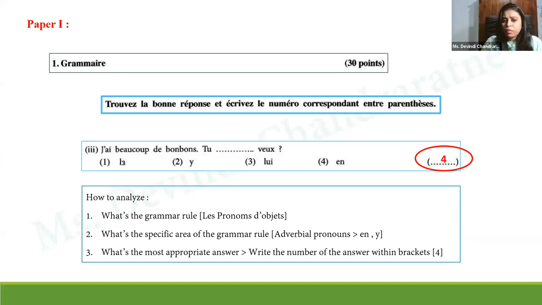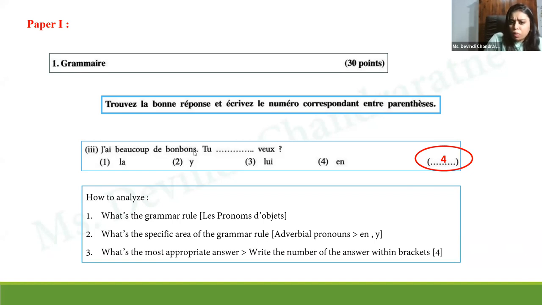Now you have object pronouns here. Object pronouns are a big area where you have personal pronouns and impersonal pronouns. When it comes to personal pronouns, you have five categories. Impersonal pronouns have more than 10 categories. So from that, you have to simplify, right? So I'm going to read the question again.